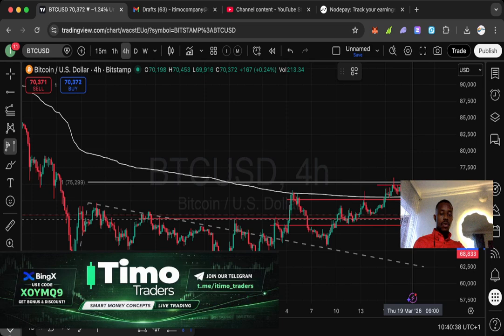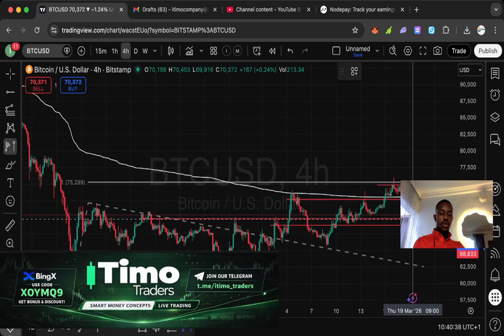This is the value area high. This is the point of control, this red line is the point of control. Then this is the value area low. So what we're expecting is price to hold above the value area low, and if we get a close below it, then we'll be looking to take a shot and looking for a rotation to the value area low at $66,000. So that's what I'm looking at now.